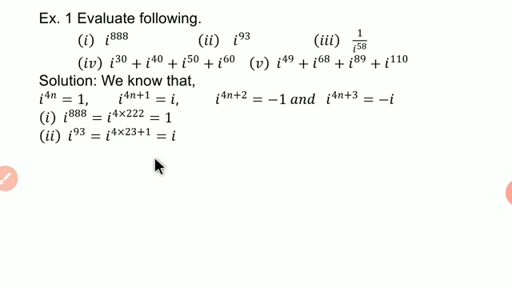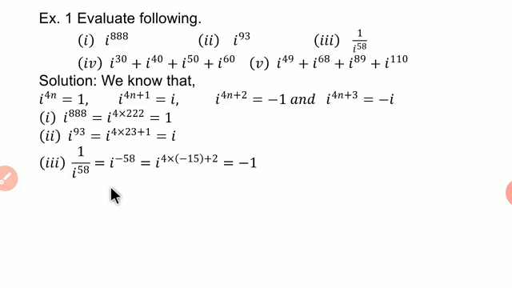Third example is 1 upon i raised to 58. It is equal to i raised to minus 58. And we rewrite this as i raised to 4 multiplied by minus 15 plus 2, means i raised to minus 60 plus 2, it is minus 58. Now it is of the form i raised to 4n plus 2, and value for i raised to 4n plus 2 is minus 1. And so value of 1 upon i raised to 58 is equal to minus 1.